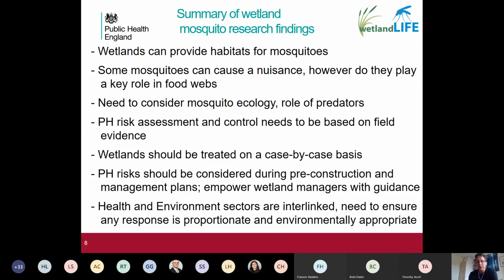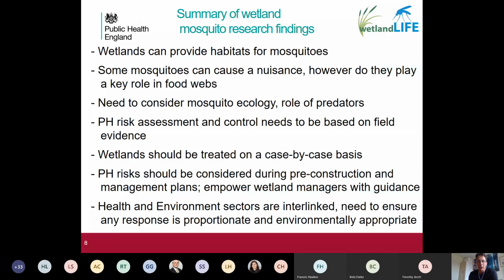There are various different successional stages that are developed within a wetland, and therefore all of those need to be considered individually. But there's an opportunity here also during the pre-construction and management plans of wetlands to think about what public health risks might be.